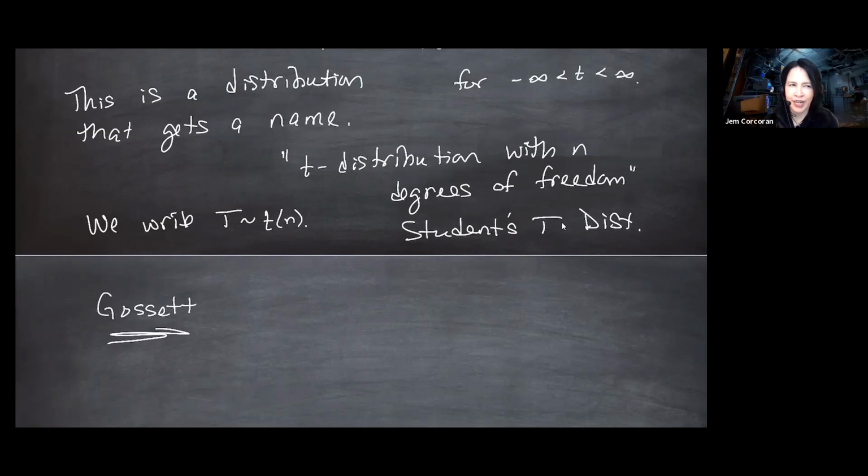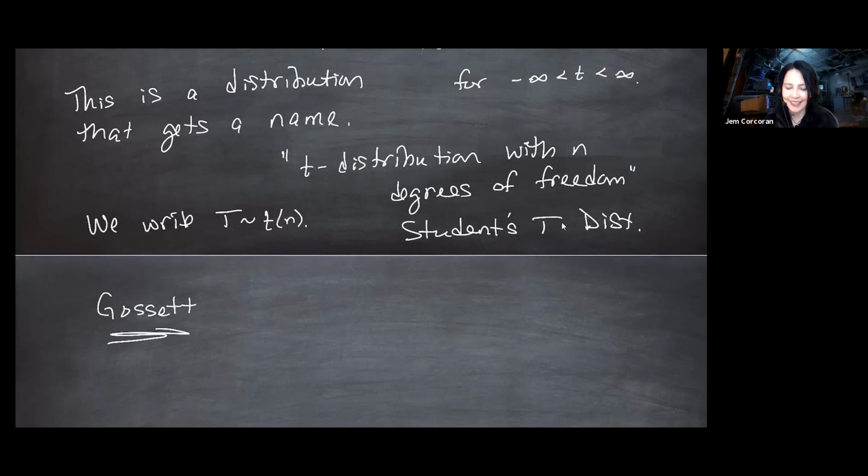And the brewery did not want the other breweries to know their secrets and that they were employing statisticians. And so Gossett published all of this stuff about the T distribution under the pseudonym of Student. So that's why it's called the Student's T distribution. I don't know why he didn't just use like Ralph.